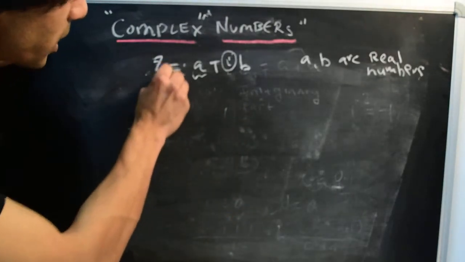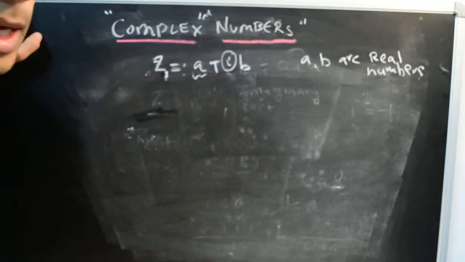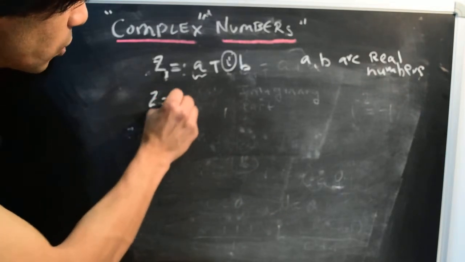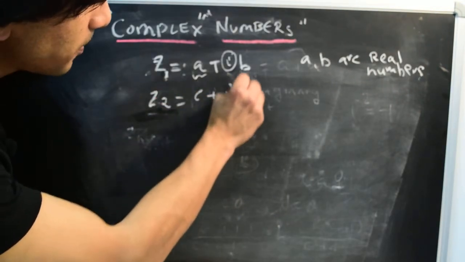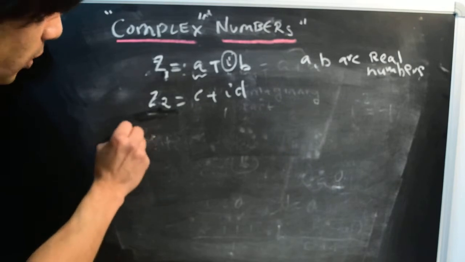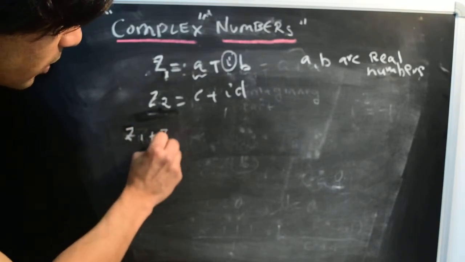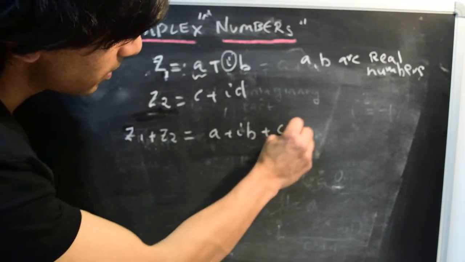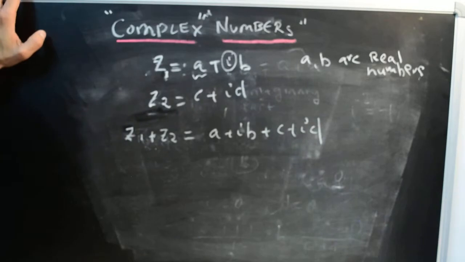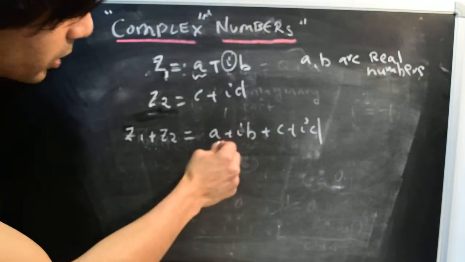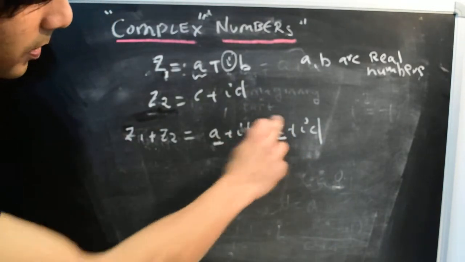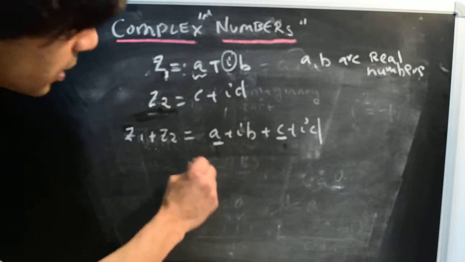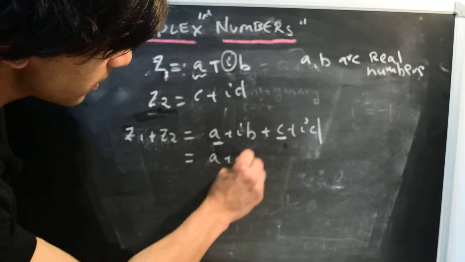So let's say we're given one complex number z1, which is again of the form a plus ib, and another complex number z2, which is of the form c plus id. Then the way we define the addition of complex numbers is that the sum z1 plus z2 is a plus ib plus c plus id. Okay, and then we again have an a and a c, which are both real numbers, so we can simply add them. So we have a plus c.